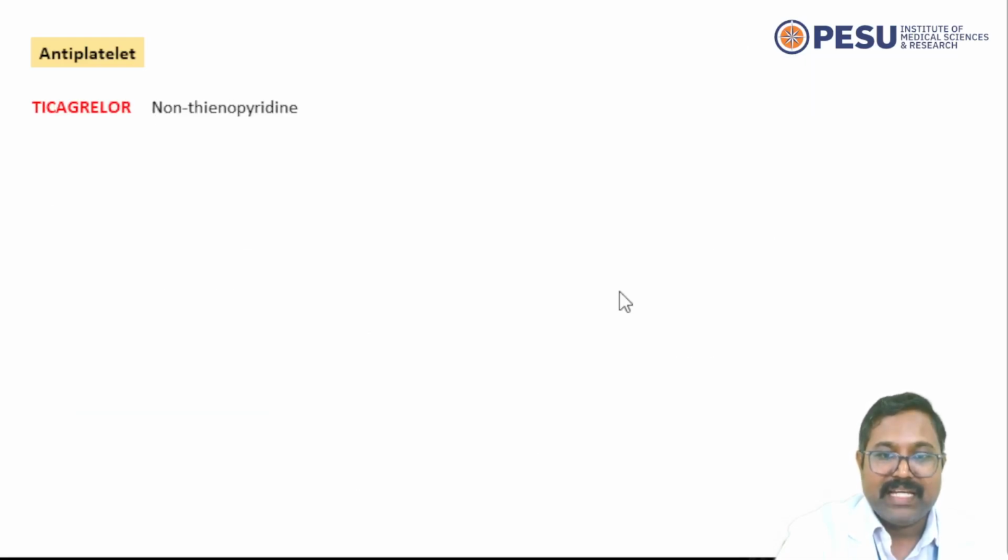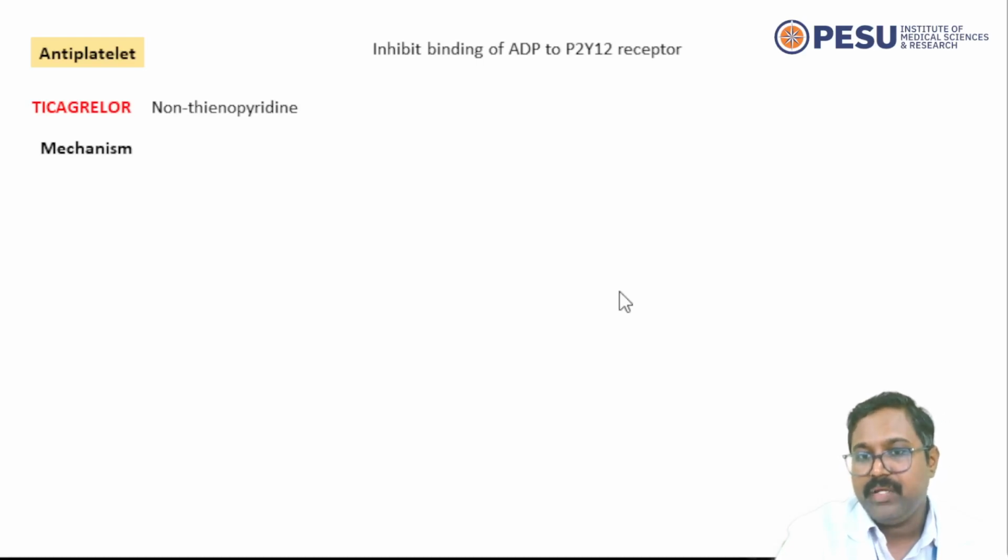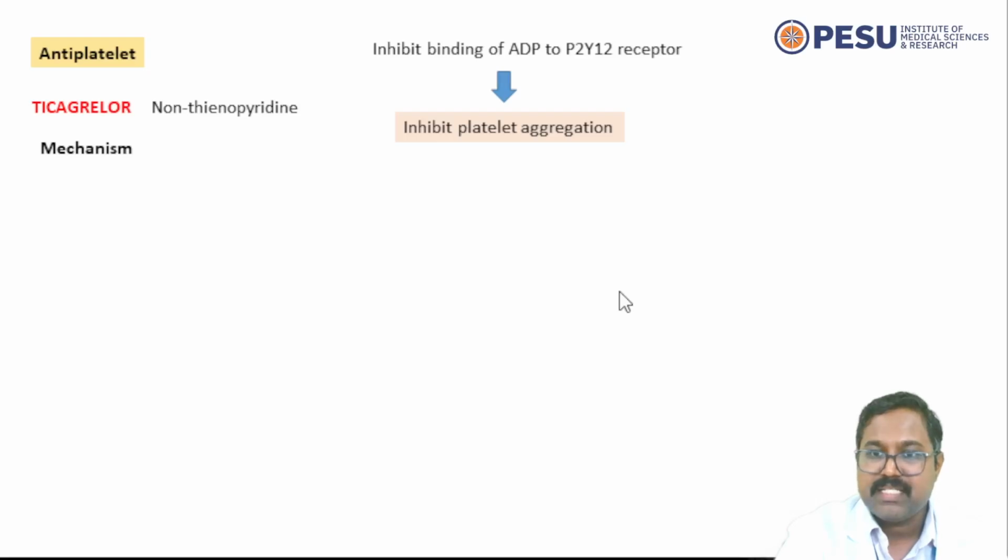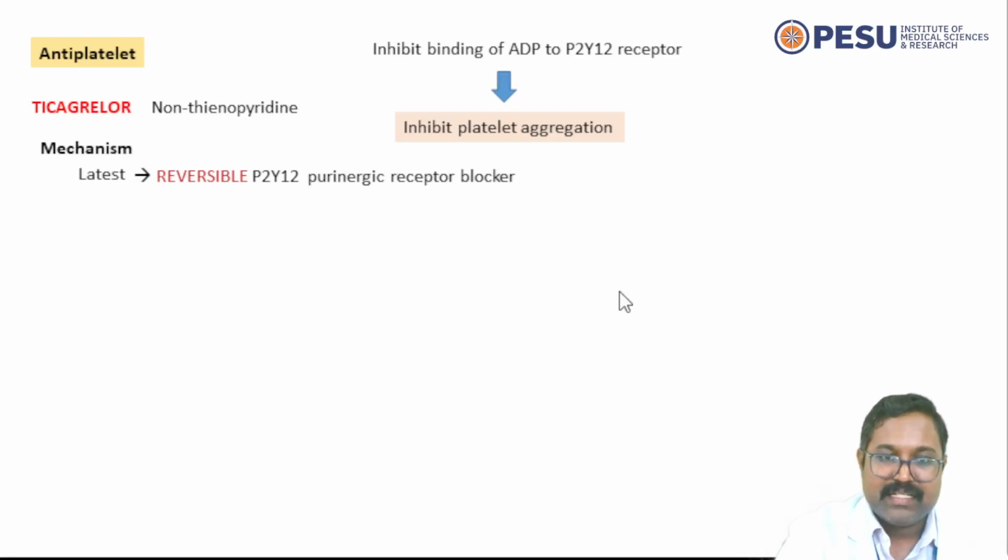Next, coming to ticagrelor, which is a non-thienopyridine. The mechanism of action is that it inhibits binding of ADP to P2Y12 receptors, thereby inhibiting platelet aggregation. So ticagrelor is the latest drug among the ADP receptor inhibitors. Clopidogrel and prasugrel were blocking the P2Y12 receptors irreversibly, but ticagrelor reversibly inhibits the P2Y12 receptor, thereby inhibiting platelet aggregation.